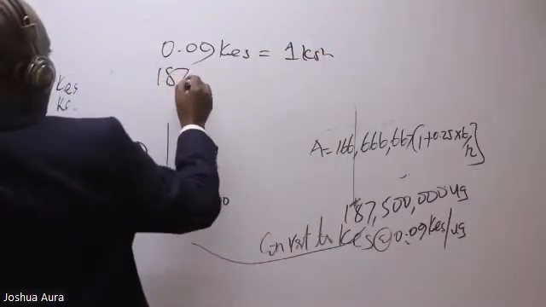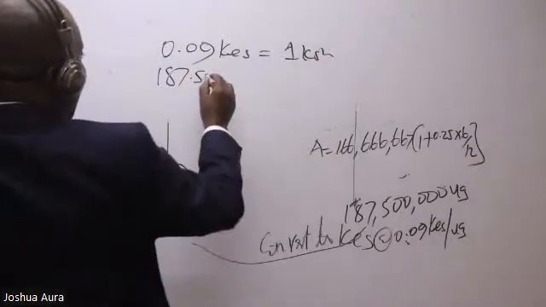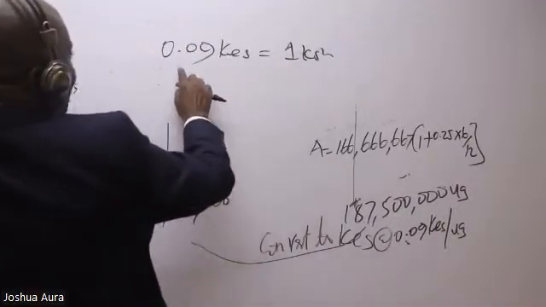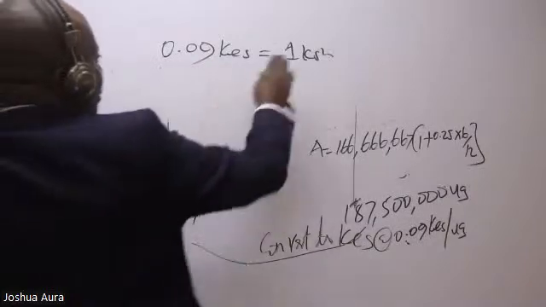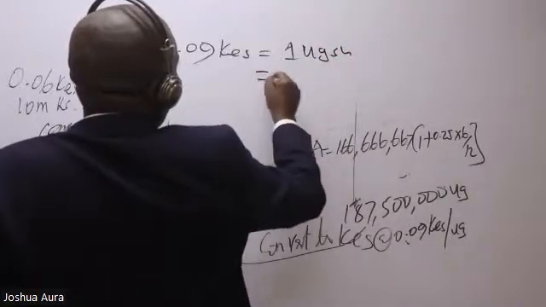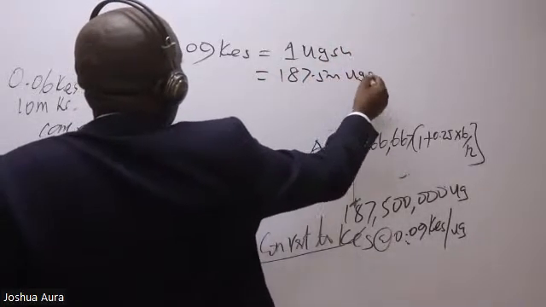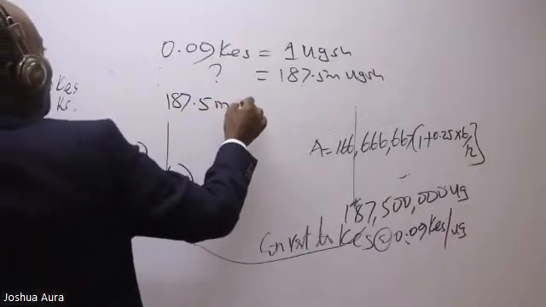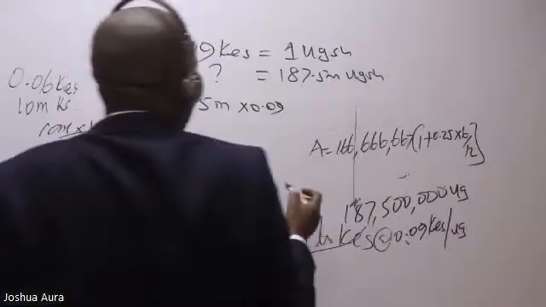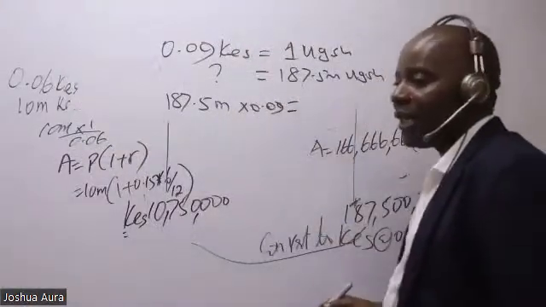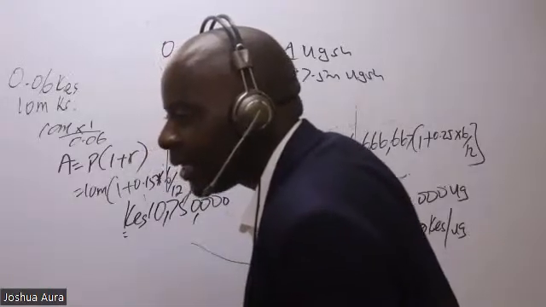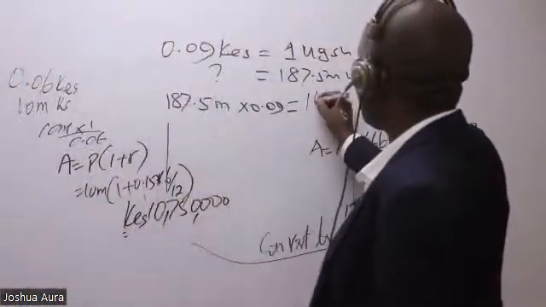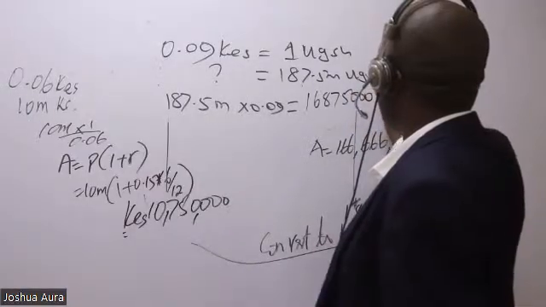How about 187.5 million Uganda shillings? If you cross multiply, you will get 187.5 times 0.09, which will end up giving us something nice, which is 16,875,000. And now remember, these are KES.